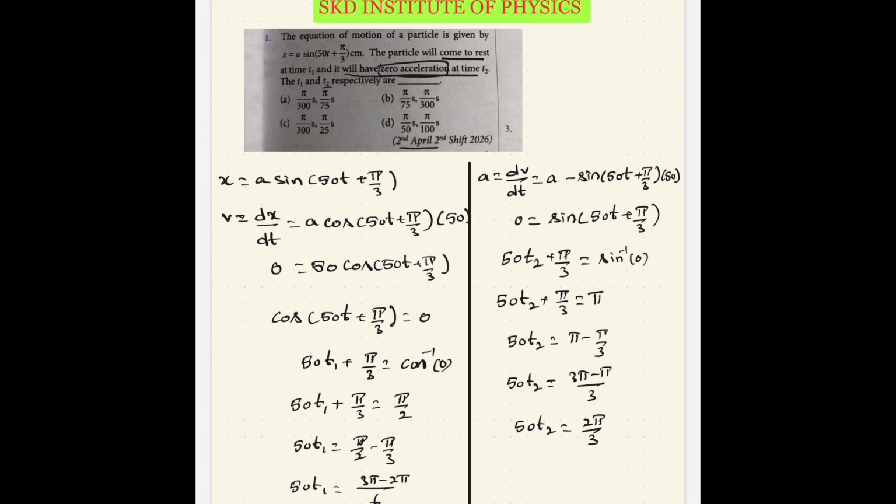Clear? 2 ones, 2 25s. That is t2 is equal to pi divided by 75 seconds. This is the time taken by the particle to come to 0 acceleration. Then the correct option is A. Clear? I hope you understand. Okay, next one.